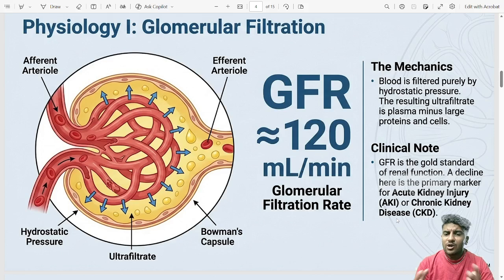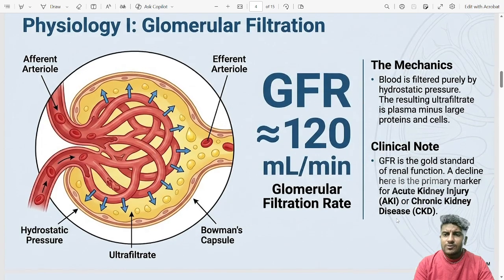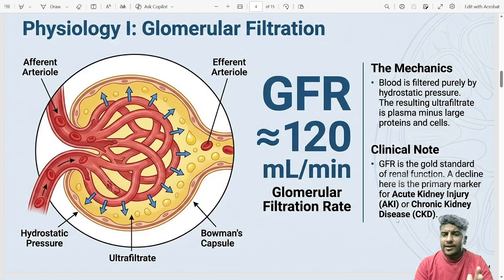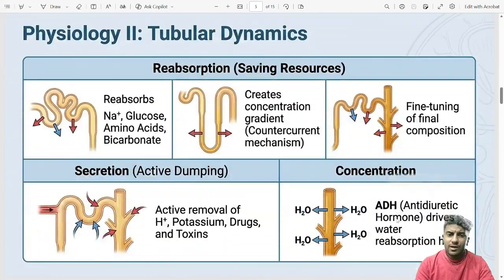So the normal GFR of any patient is 100 to 120 ml per minute. As it falls down, there could be chances of AKI, acute kidney injury, CKF, chronic kidney failure, or some of the other renal manifestations like renal edema, renal fibrosis, or chronic kidney diseases, right? Blood is filtered purely by the hydrostatic pressure. So there's a complete hydrostatic pressure which is involved in filtration of the blood.